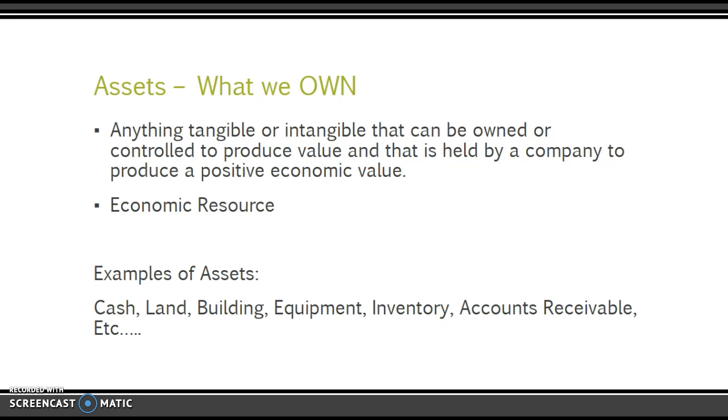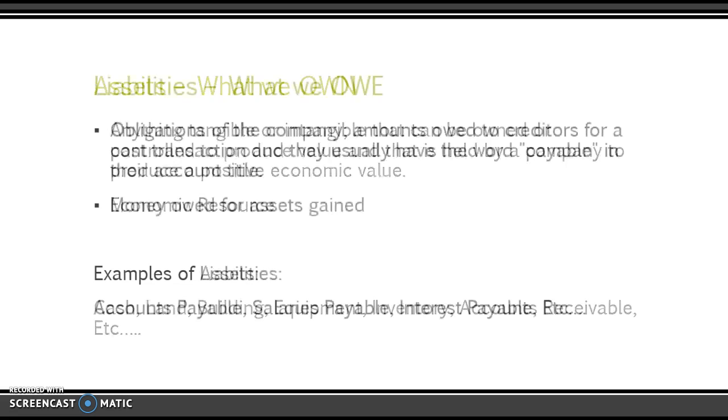Examples are going to be cash. Obviously, you can use cash a lot. Land, buildings, equipment, inventory, accounts receivable. There's a lot of different examples of assets. A lot of times it's going to include cars, buildings, cash, land, things that the business might own that are going to have value. So all of these things have value. They're going to help us make money in the business.